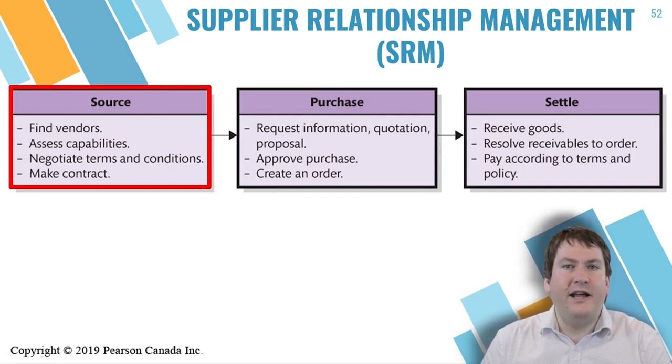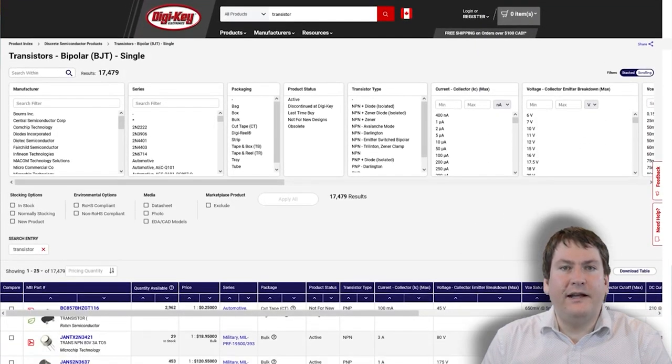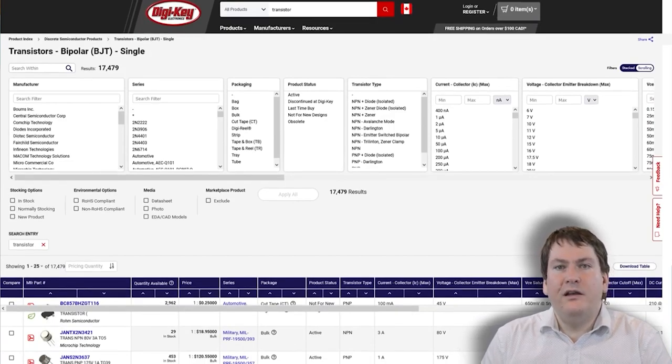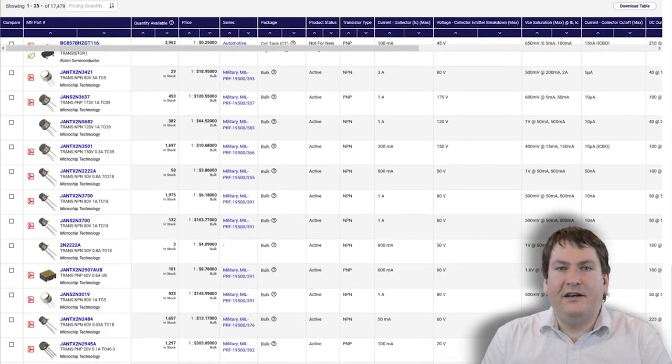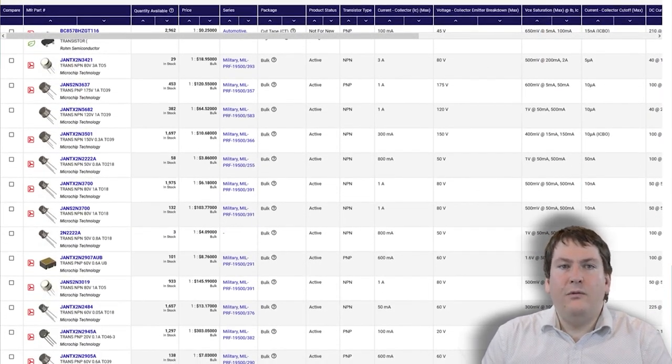SRM systems may connect to a database of suppliers' products to aid with finding a desired good. For example, electronic component supplier companies like Mouser or DigiKey publicly provide databases of their products, which include things like a detailed description of each component, search and filtering tools to find components by the exact specifications you have, prices and information about bulk ordering discounts, and even detailed data sheets about each component. What we're seeing scroll by on the screen right now is an example of DigiKey's listing for transistors.